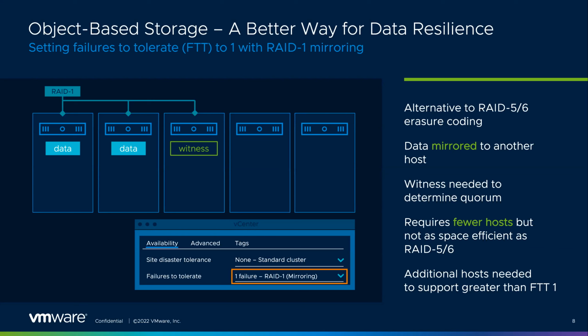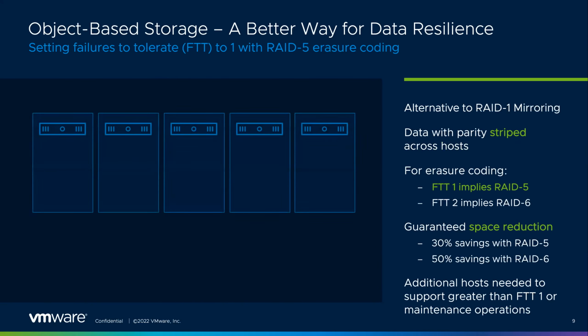This is more like a RAID 10 than a RAID 1. So as more objects get created, for example, if I made another VMDK, we could actually start with data on host 3 and then another data on host 4 and then witness component on host 5. So again, even though it says RAID 1, it's more like a RAID 10 concept in action.